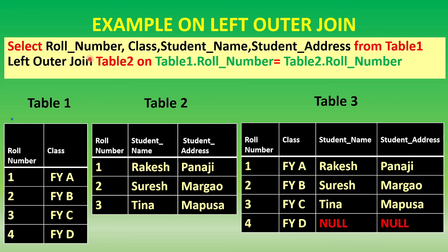So the query we write for left outer join is always like this. Select, then you have to write the column names over here, or you can write a star. Star indicates what? It will return all the columns from table 1 and table 2. So table 1 left outer join table 2 on table1.rollnumber = table2.rollnumber. So this way the left outer join is implemented.